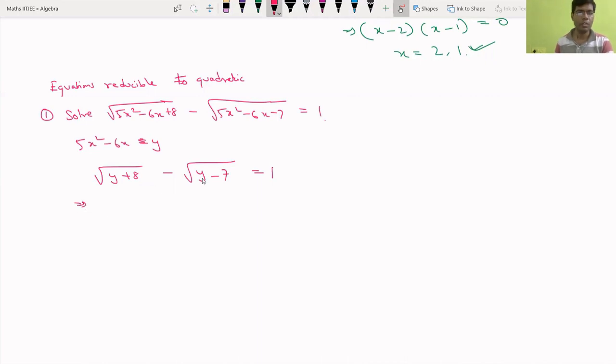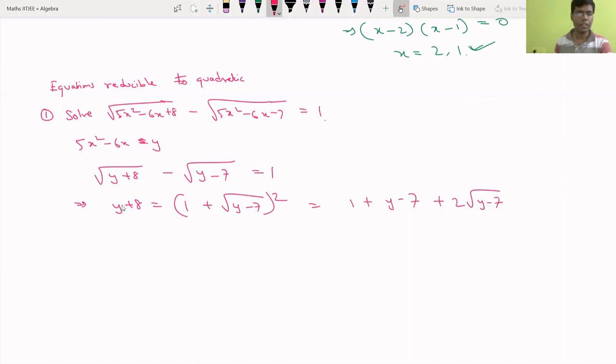So now let me take this term on the other side and square on both sides. So this will be y plus 8 is equal to 1 plus under root y minus 7 whole square. Again, because I'm squaring on both sides, I should be cautious with the extra root which I'll be getting. Okay, so I should make note of it in the end. So this will be 1 plus y minus 7 plus 2 under root y minus 7.